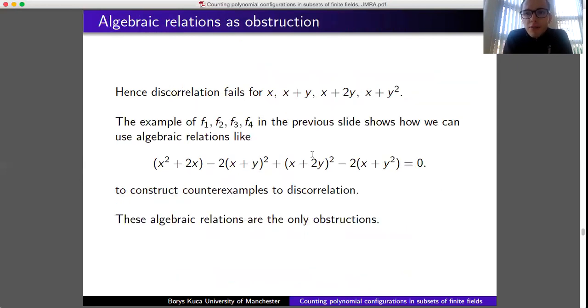So the discorrelation fails for this configuration, and it fails because we have an algebraic relation that connects all the four terms of the progression. So what it shows to us is that algebraic relations of this form are a sort of obstruction. And it turns out that these are the only obstructions.